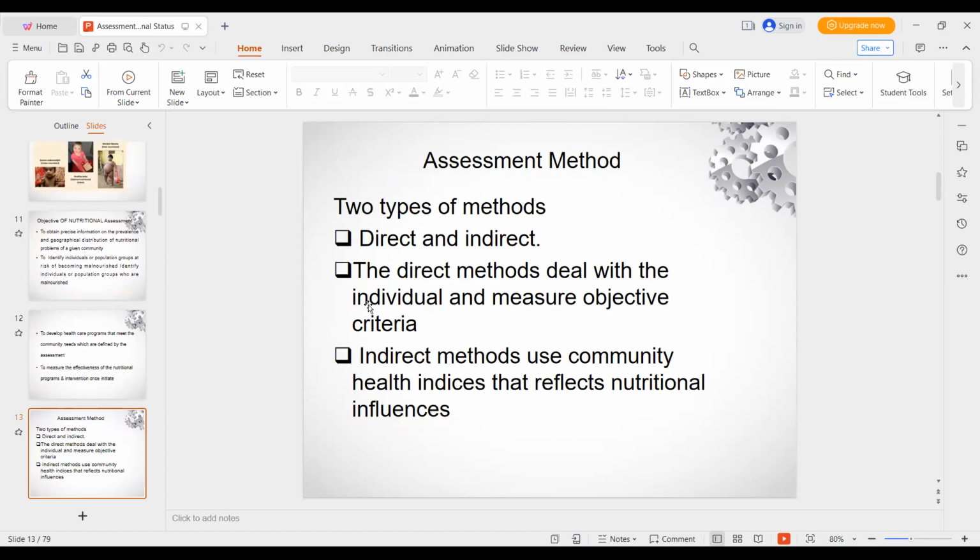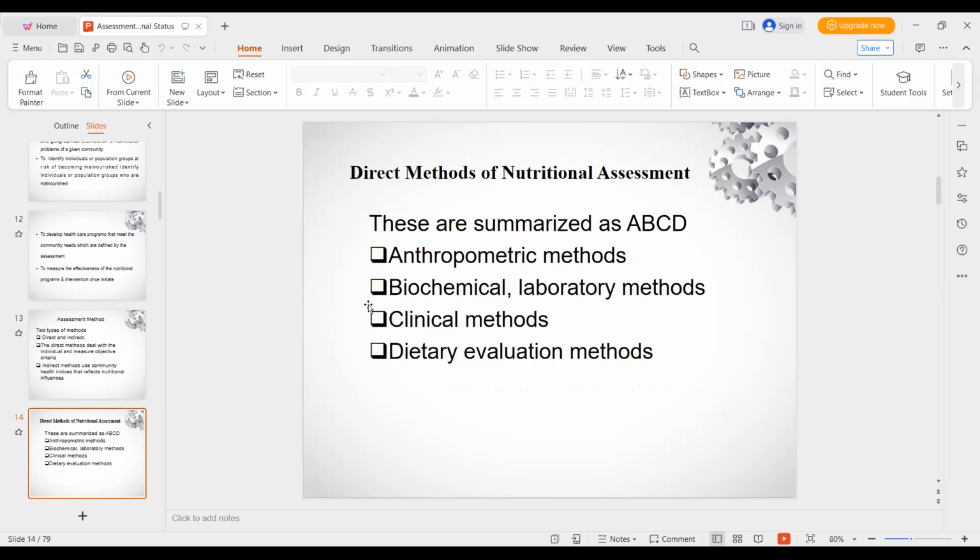Assessment method. There are two types of method, direct and indirect. The direct method deals with the individual and measures objective criteria. The indirect method uses community health indices that reflect nutritional influences. The direct method of nutritional assessment is summarized as ABCD: anthropometric method, biochemical laboratory method, clinical method, and dietary evaluation methods.